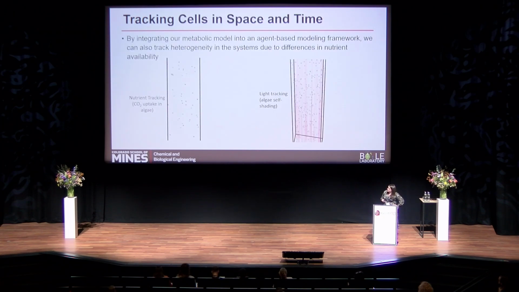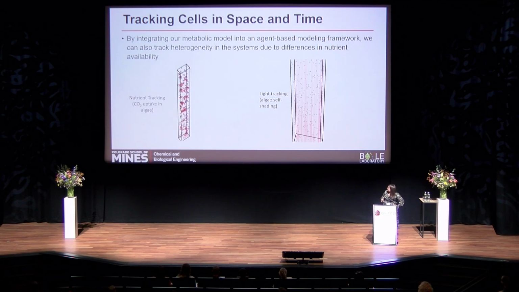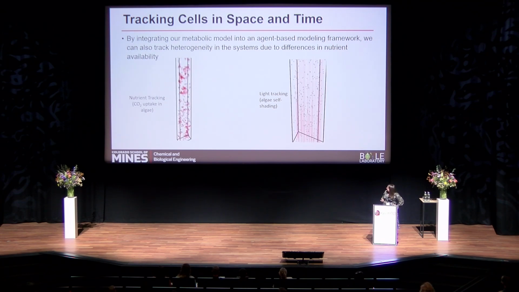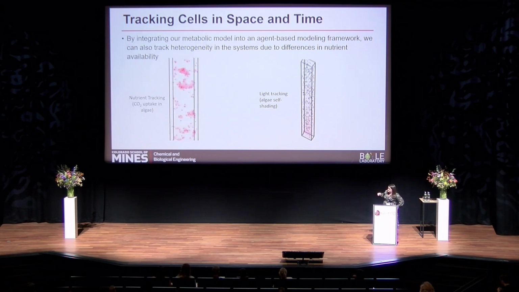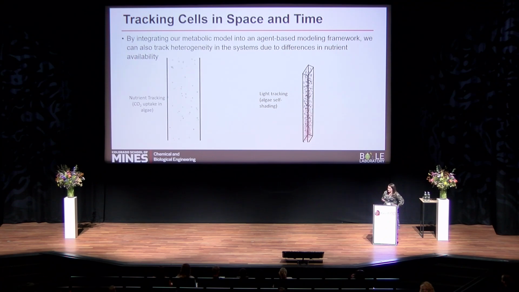And then something else that we're working on is that we can track the cells in space and time using this framework. So on the left there, this is nutrient tracking. As it gets darker red around the cells, you can see that they're taking up CO2. So you can imagine we can use this to model the cells in the reactor and account for the heterogeneous conditions, because nothing is ideally mixed, right? And then the other one is showing self-shading. So if we're lighting this column from the top, cells at the top are absorbing light and blocking it from the cells below. So this is just another example of how we can use this framework to track individual cells in space and time.